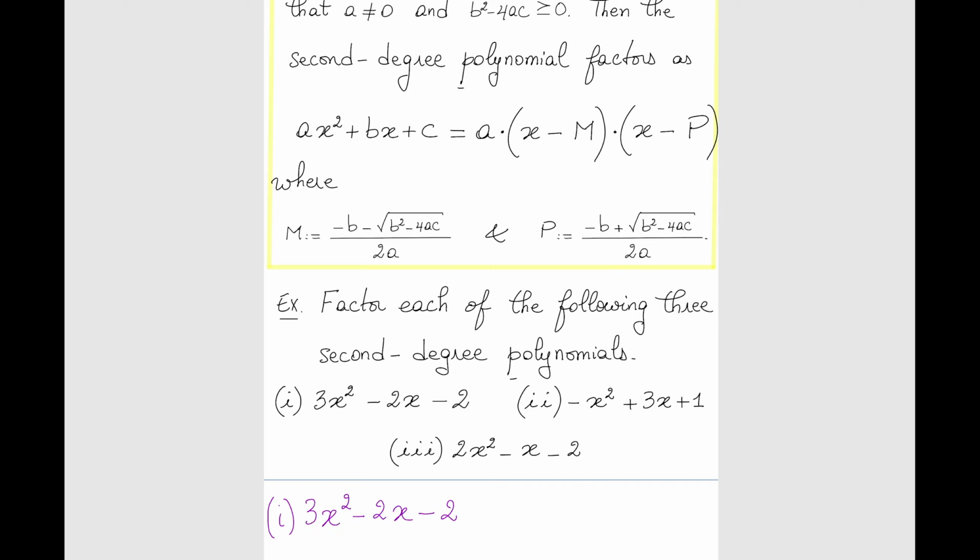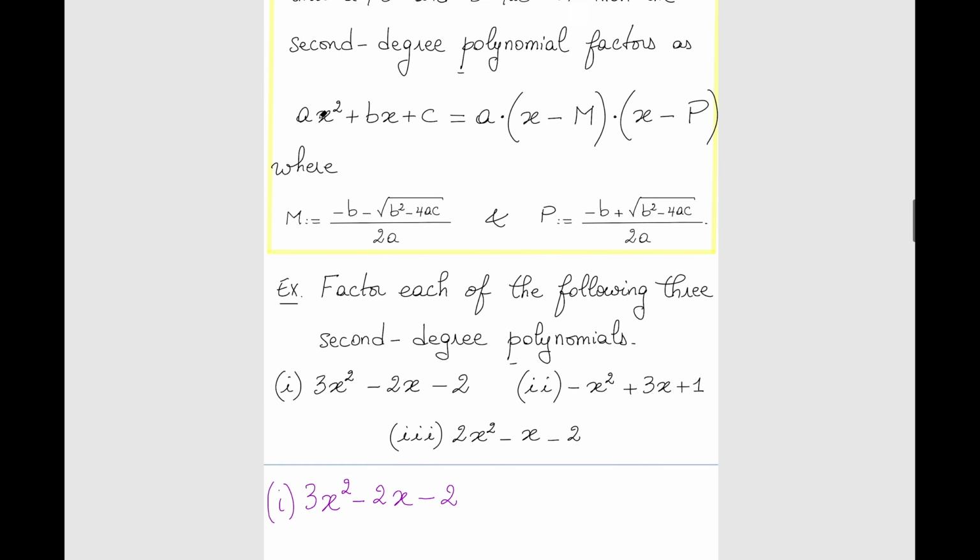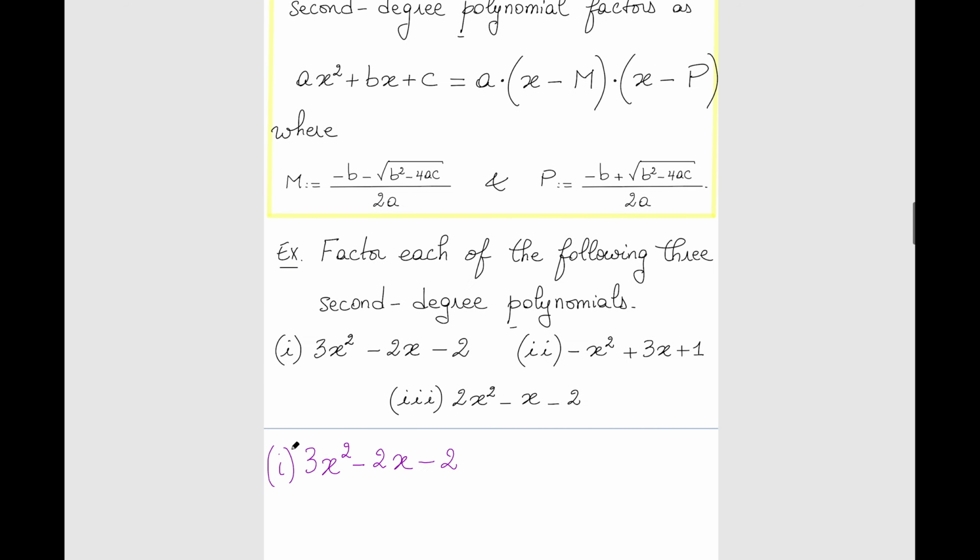I want to factor it, right? And this is a second degree polynomial, so I want to use the quadratic formula, the one that we just boxed above. All right, who would be the choice of a? Who's my a in the quadratic formula? Who's my a in our context? Well, a is the coefficient of x squared, and the coefficient of x squared is 3, right? So a is 3.